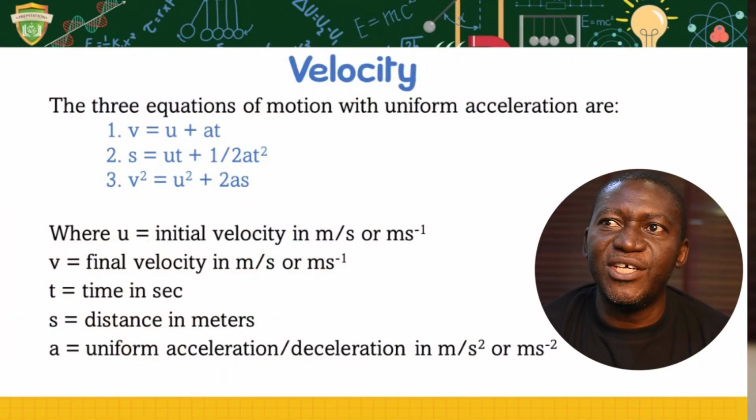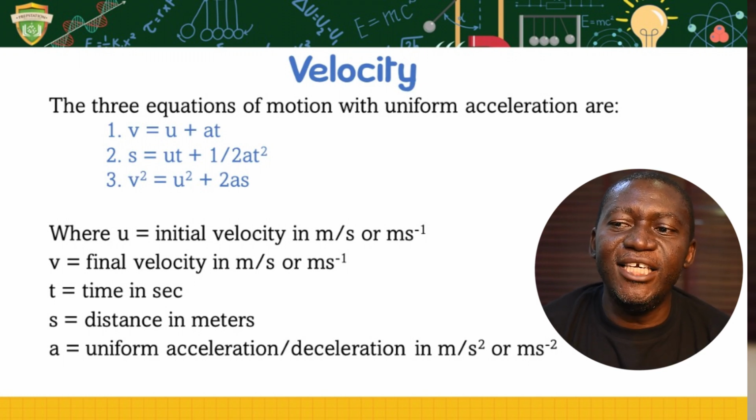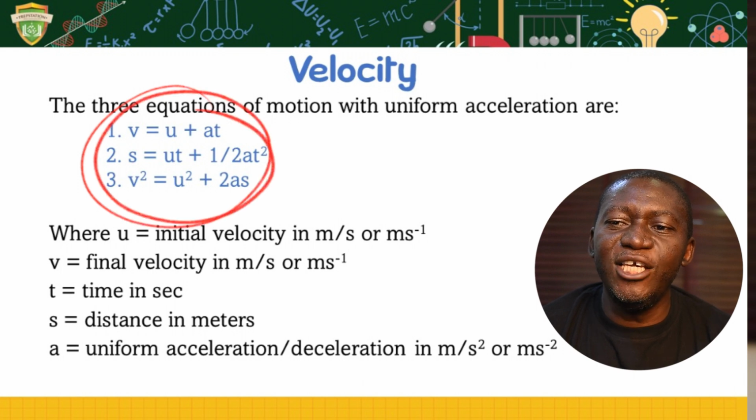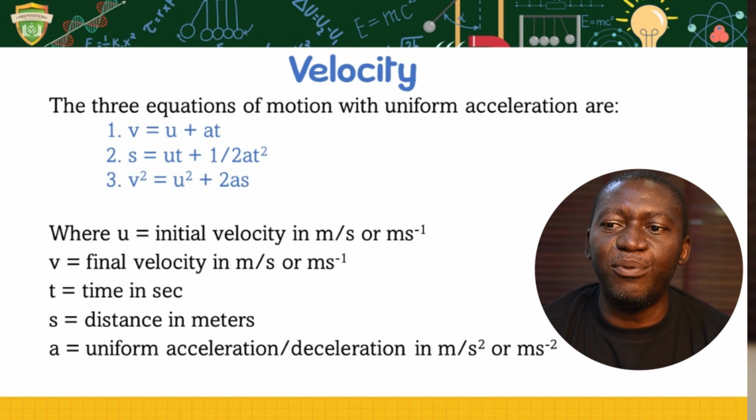Now, having gone through these terms that are associated with motion, the next thing we want to look at are the equations that make motion possible. We have looked at displacement, distance, velocity, and acceleration. Basically, there are three equations for uniform motion. The first is given as v = u + at. That is the first equation of motion.